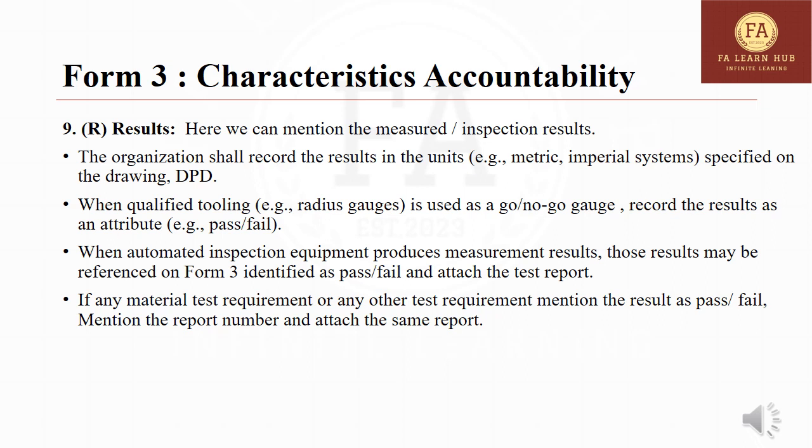When automated inspection equipment produces the measurement results, those results may be referenced in Form 3 and identified as pass or fail, then attach the test report. If there is any material test requirement or any other test requirement, we can mention the results as pass or fail and then mention the report number and attach the same report.